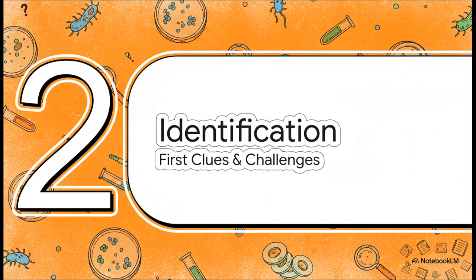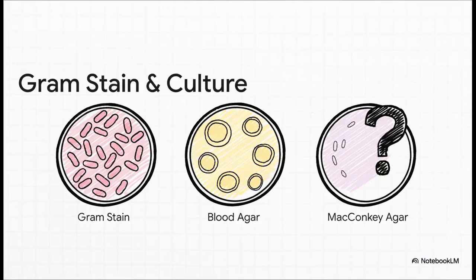Okay, let's head over to the bench and see how this investigation usually gets started. When you get that culture plate, what are the first clues, and let's be honest, the first frustrations that you're probably going to run into? So on the gram stain, no big surprises. It's gram-negative rods, non-motile, non-spore-forming.